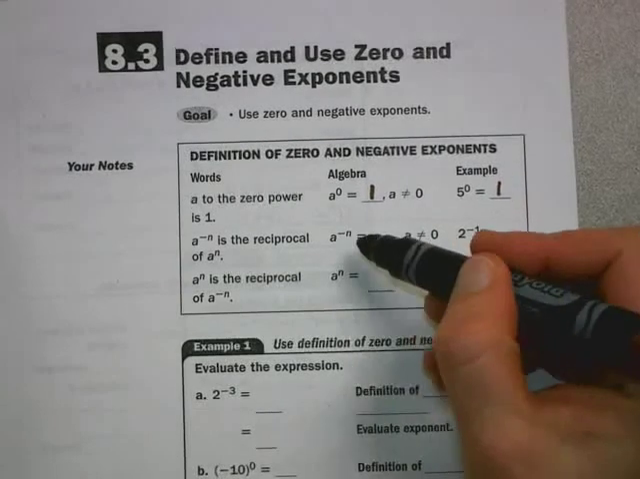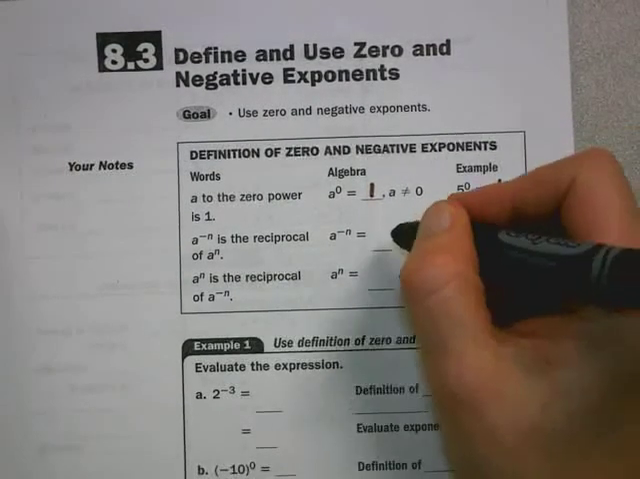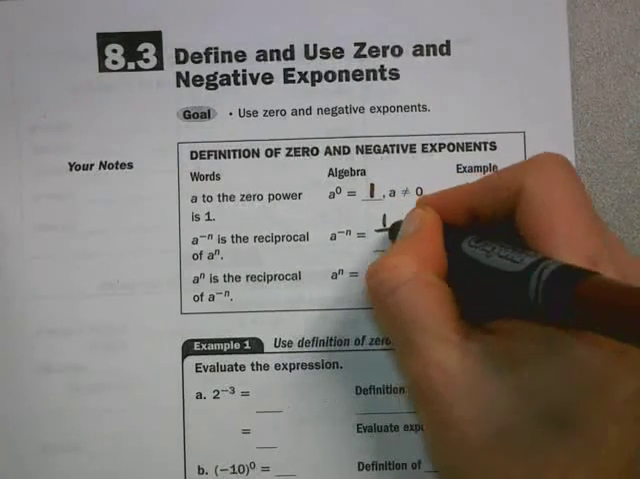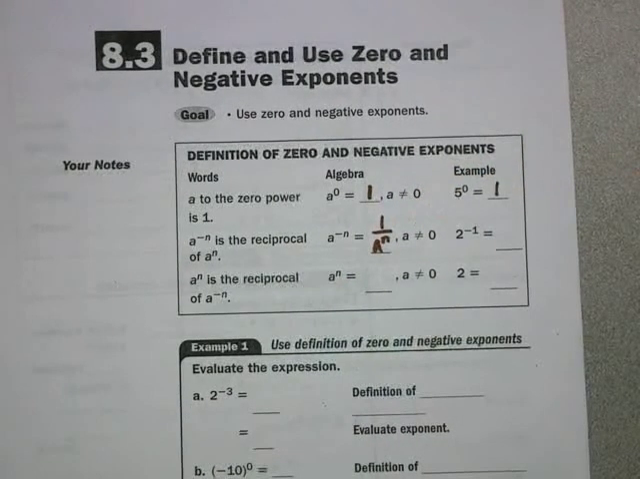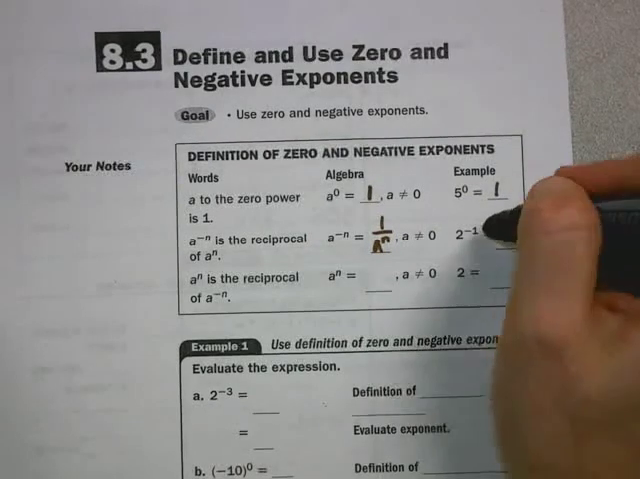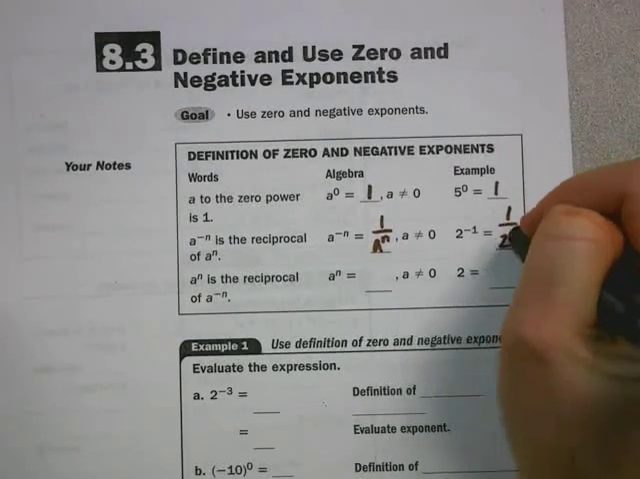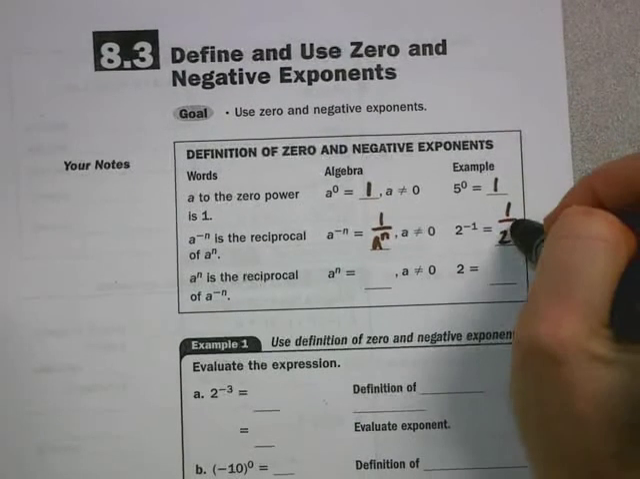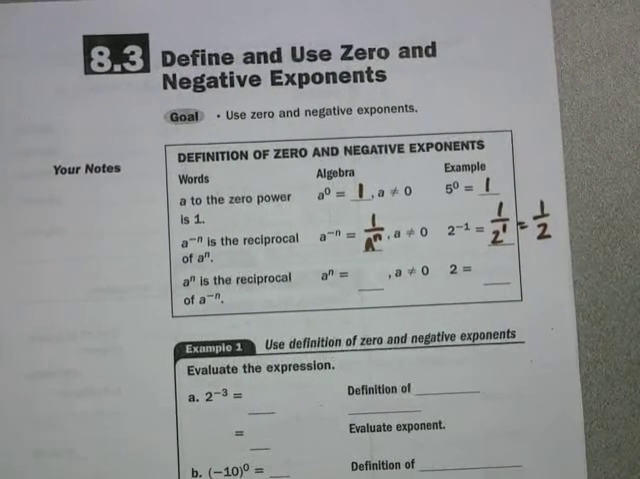Now, any base that has a negative exponent can also be written under a fraction bar, and then you lose the negative sign on the exponent. And you should have discovered that in your exploration as well. So 2 to the negative 1 power becomes 1 over 2 to the first power. And we don't really need to write 2 to the first power, so it's just 1/2. So 1/2 is the same as 2 to the negative 1 power.